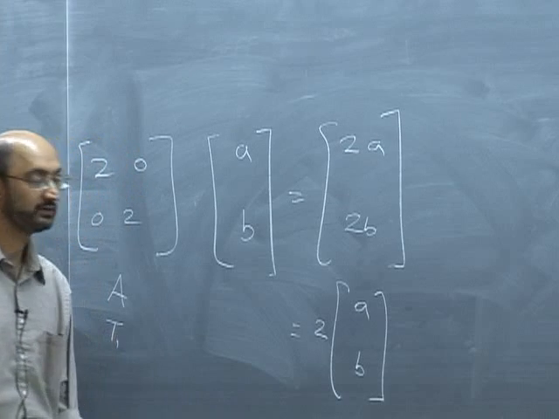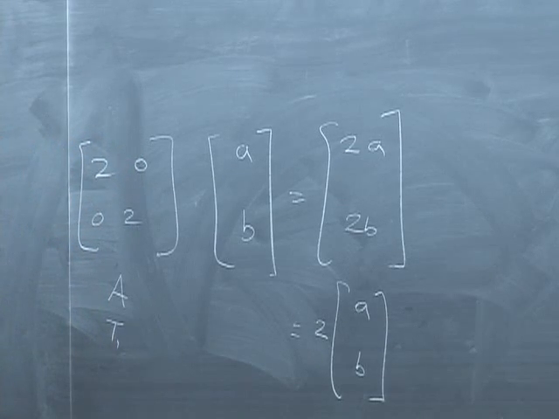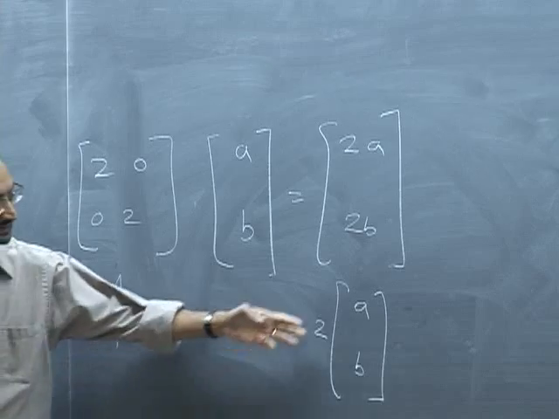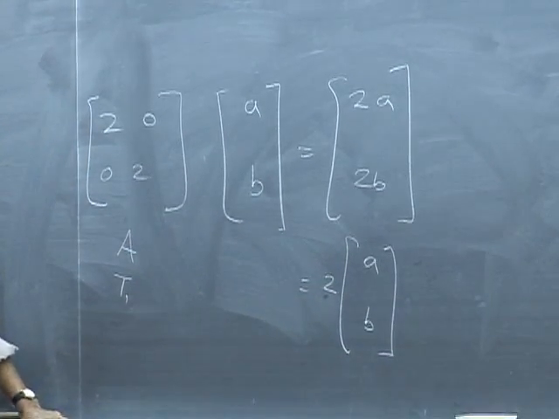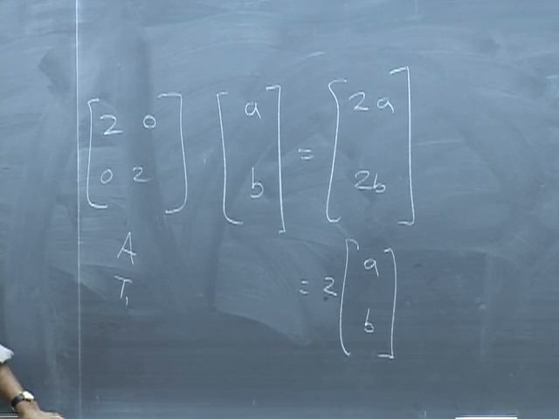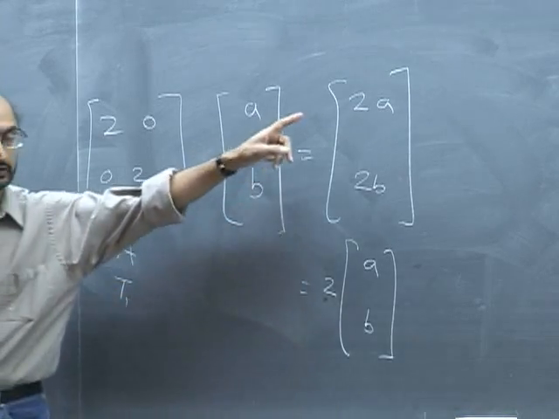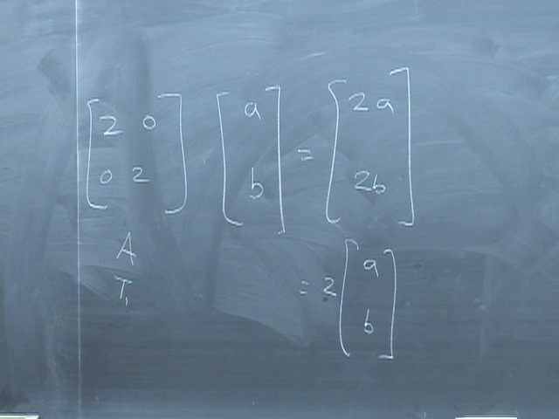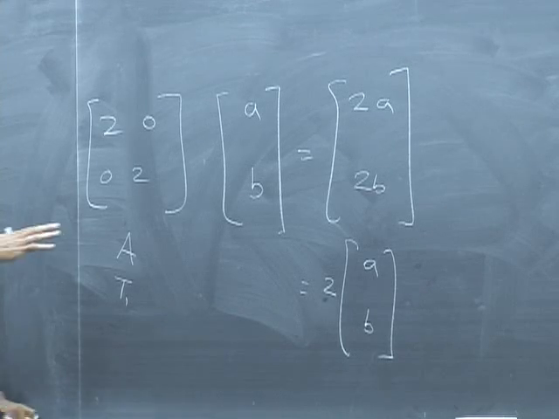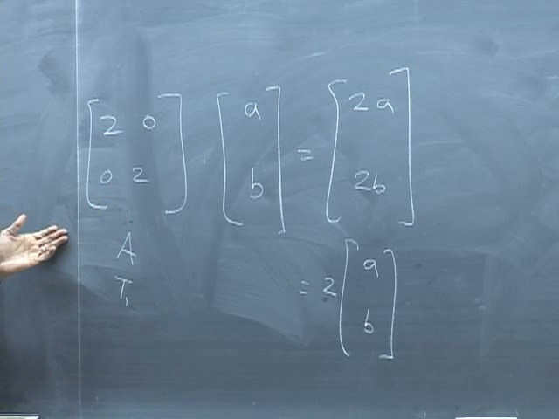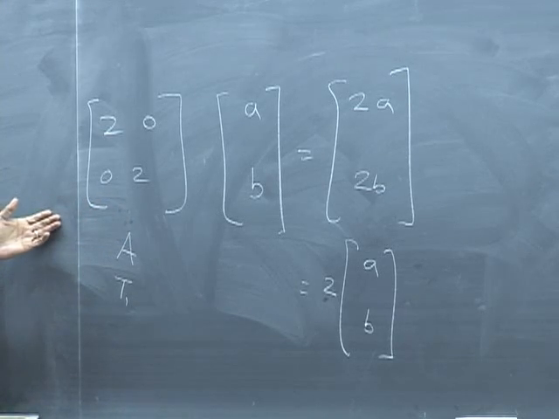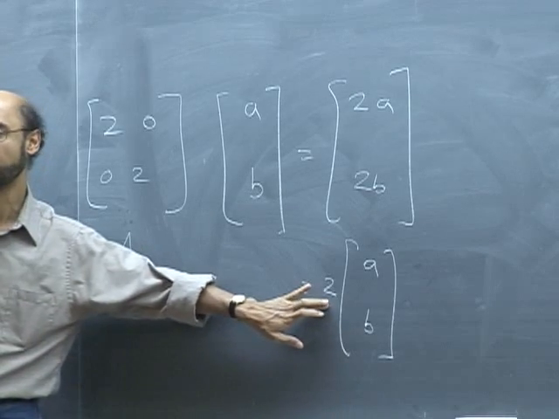Because if you remember, when you multiply a matrix by a scalar, the scalar multiplies each element. So the scalar 2 multiplying AB is going to give us the matrix 2A, 2B. So what we have here is this interesting phenomenon, which is that this complicated operation, a matrix multiplication, can be replaced by a simple operation, a scalar multiplication.